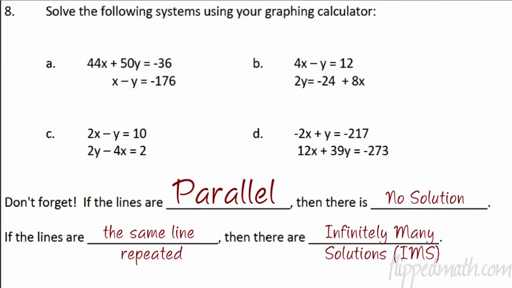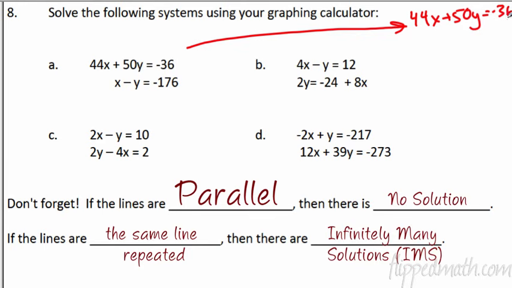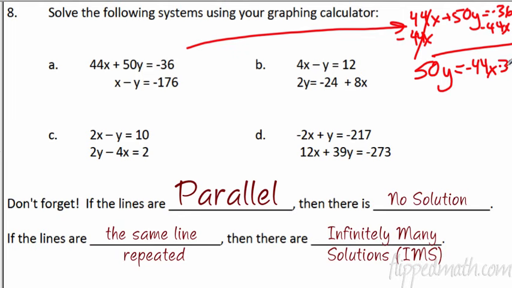It's the same as we do normally. We've been doing it since algebra. Let's bring that over here so we have room. So we have 44x plus 50y equals negative 36. What do we do? We need to subtract 44x. Minus 44x. Remember that 44x and a 36, you can't combine those. So we have 50y is going to equal negative 44x minus 36.